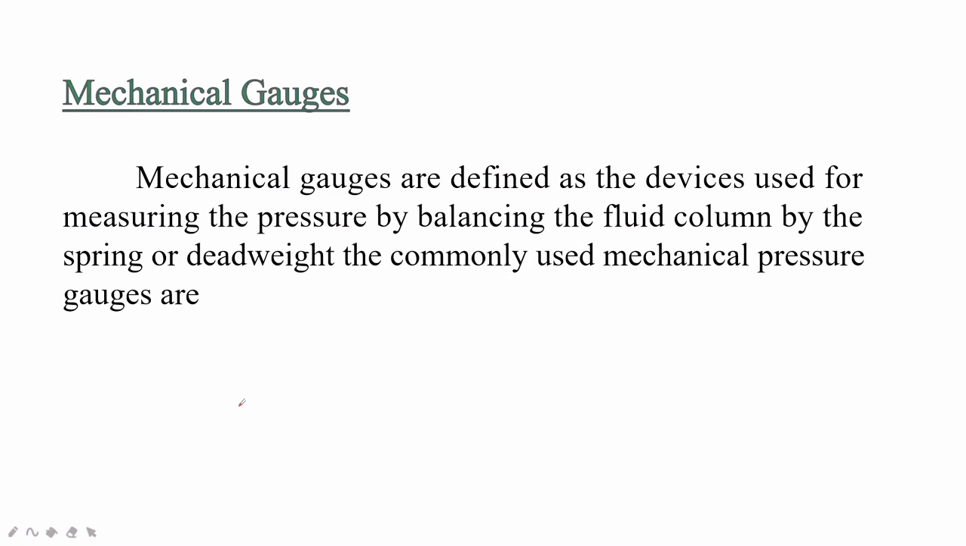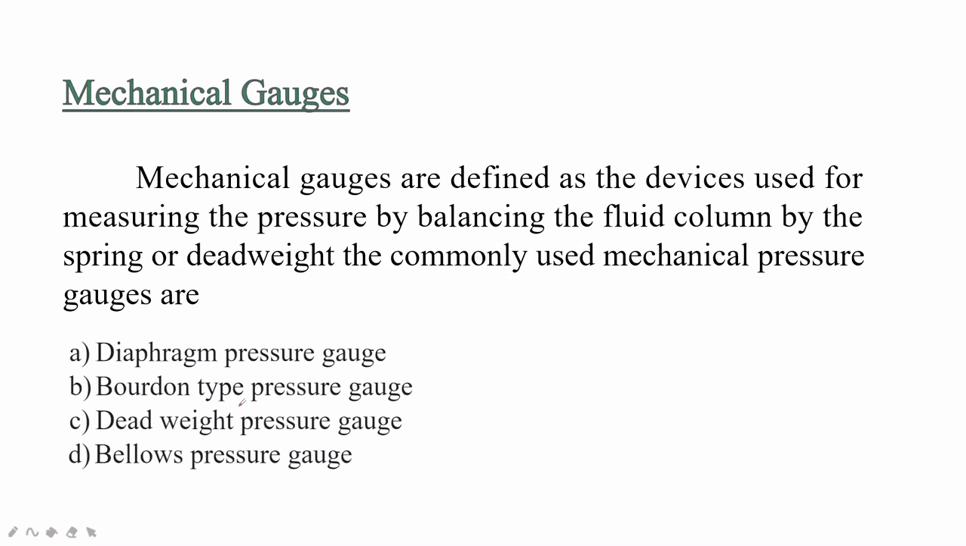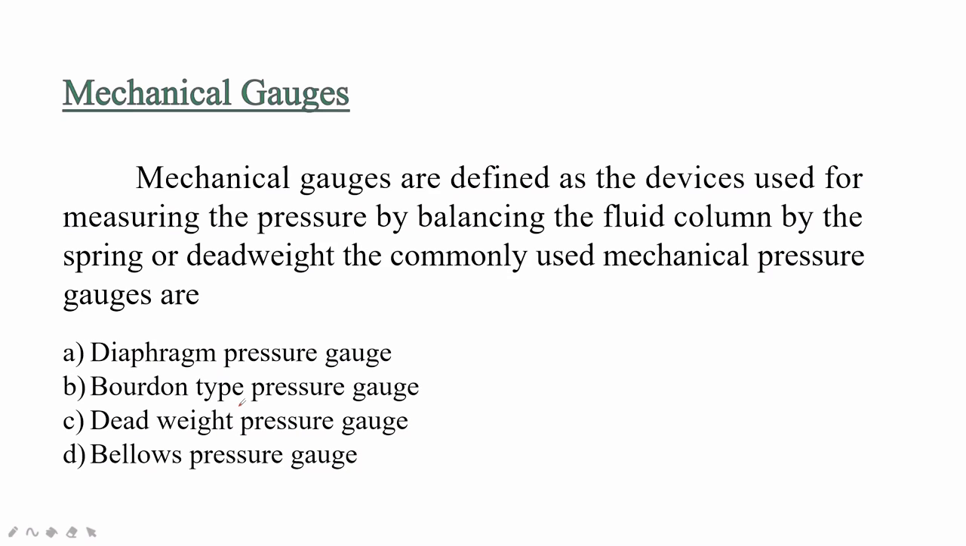So what are these mechanical gauges? Mechanical gauges are also devices used for measuring pressure by balancing the fluid column by a spring or dead weight. The commonly used mechanical pressure gauges are of four types: diaphragm pressure gauge, Bourdon type pressure gauge, dead weight pressure gauge, and bellows pressure gauge. Just remember what they are. So there are four types of mechanical pressure gauges.